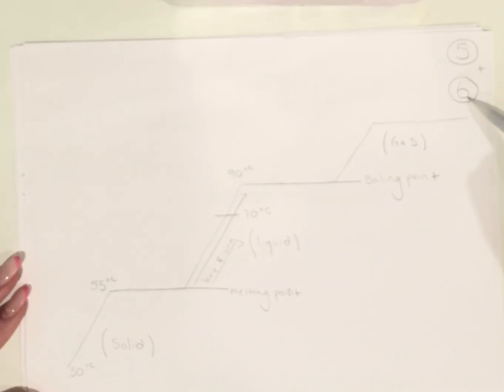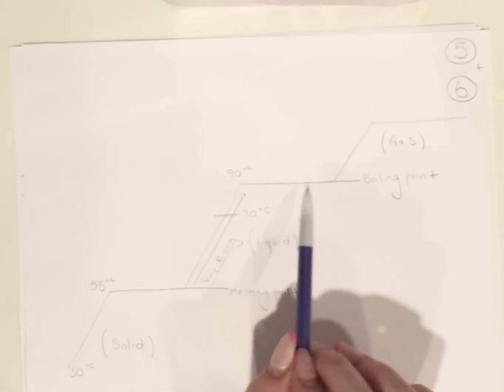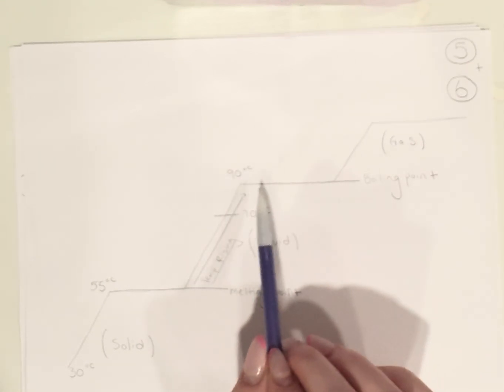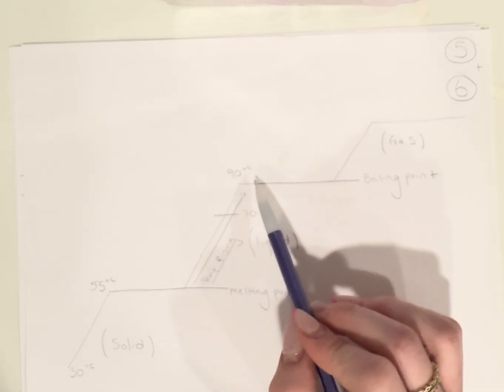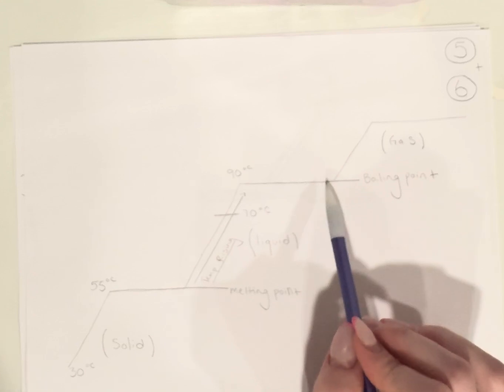We're also doing number 6 on this one. What phases are present when the substance is at 90? So at 90, we know this is the boiling point. During this phase, we know that the liquid is transitioning into a gas, and so it is going to be vaporizing right here.